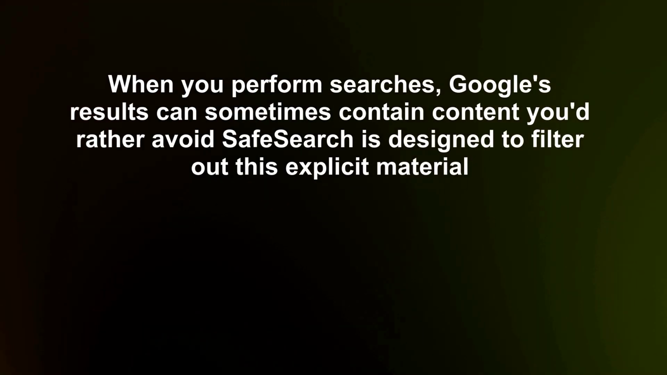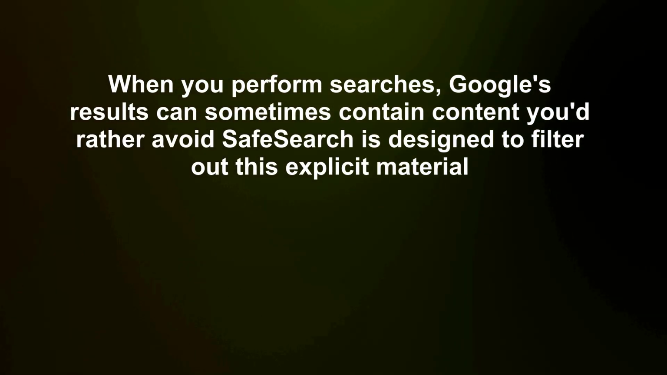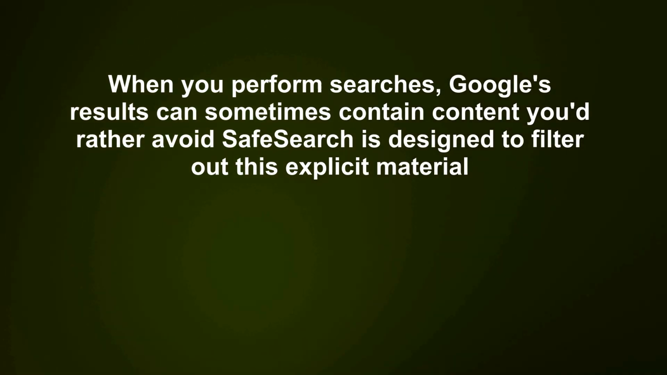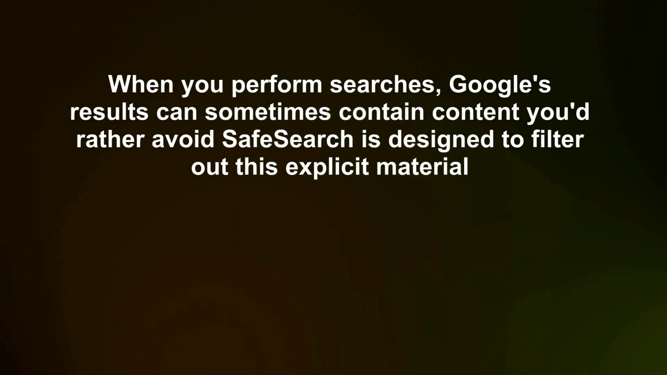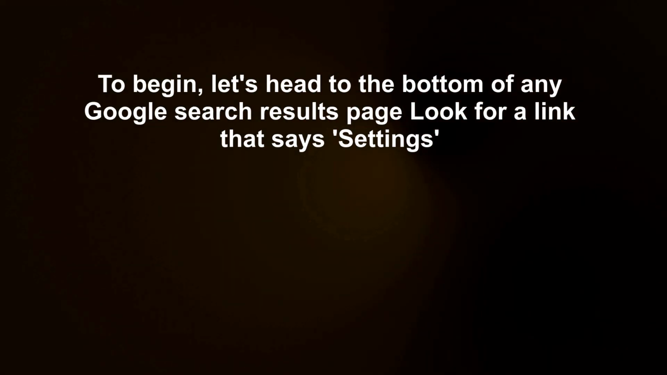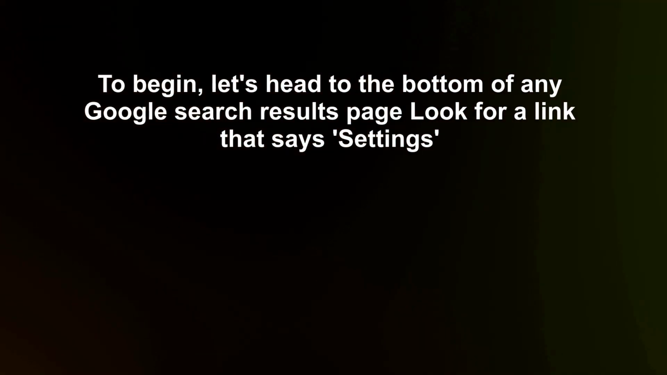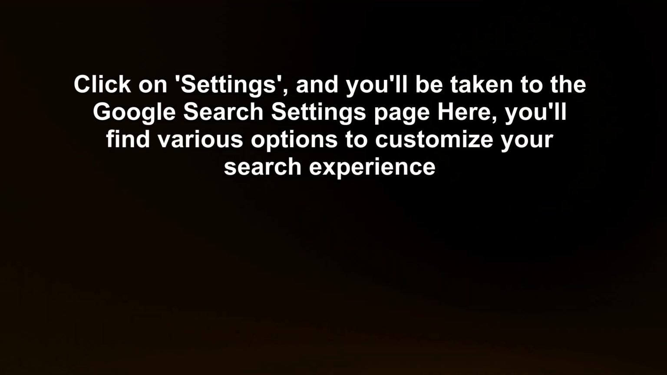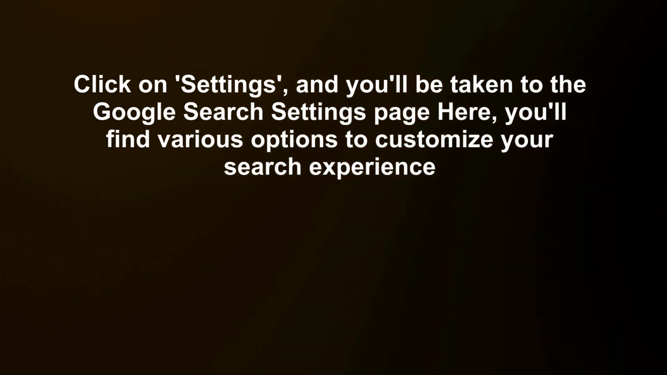When you perform searches, Google's results can sometimes contain content you'd rather avoid. SafeSearch is designed to filter out this explicit material. To begin, let's head to the bottom of any Google search results page. Look for a link that says Settings. Click on Settings, and you'll be taken to the Google Search Settings page.